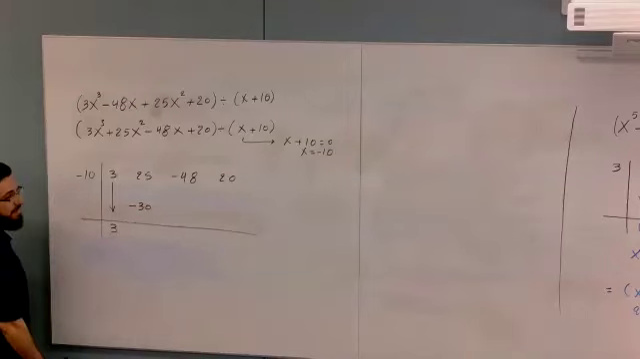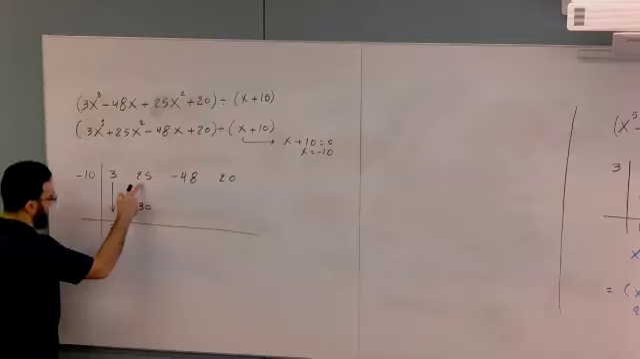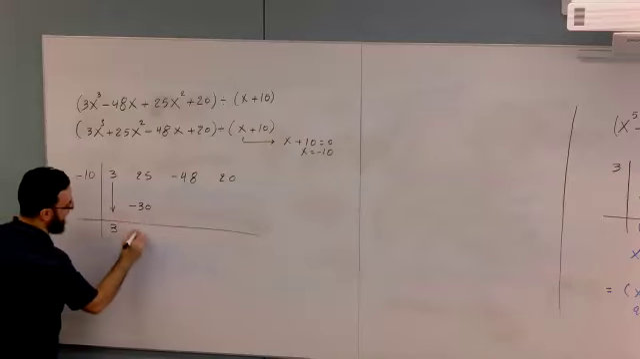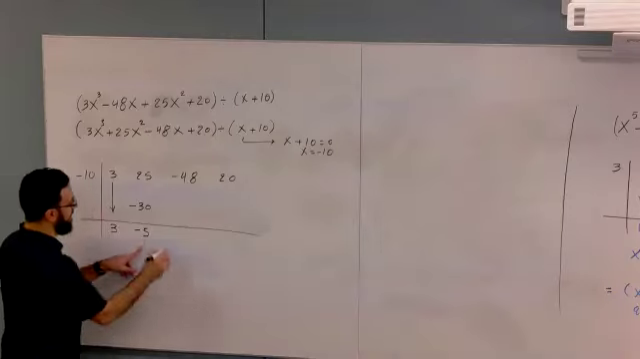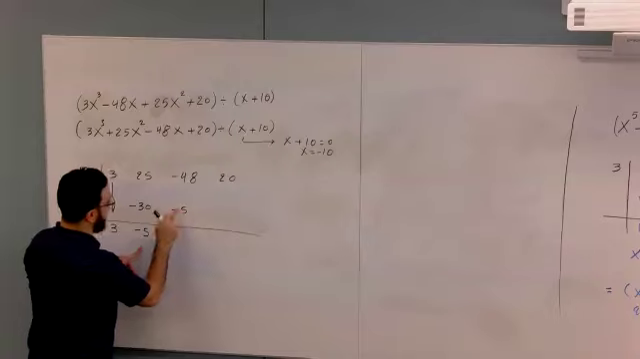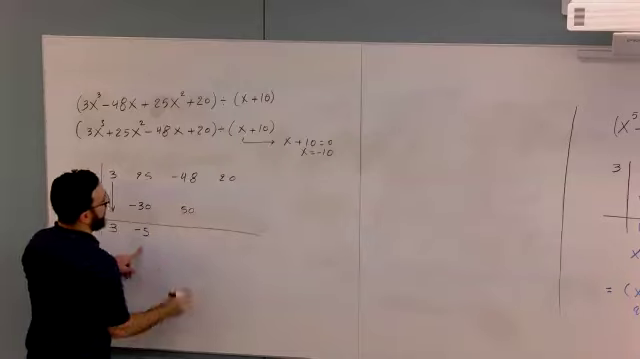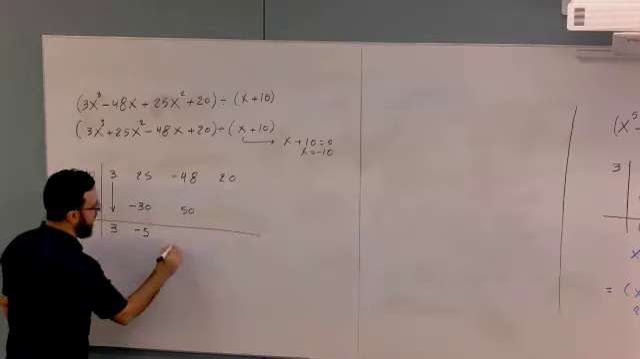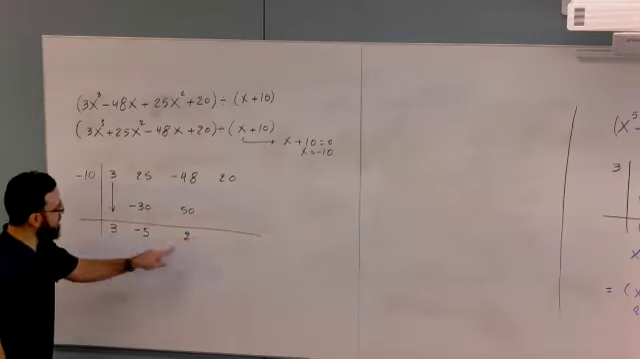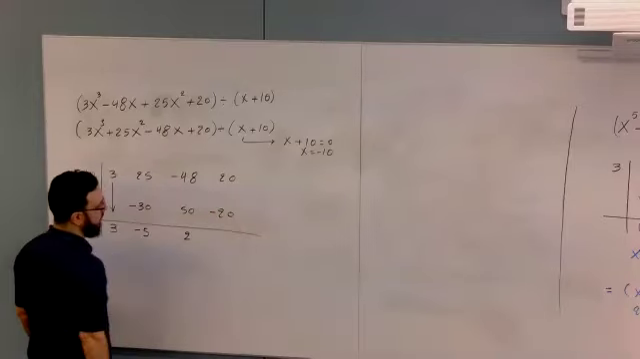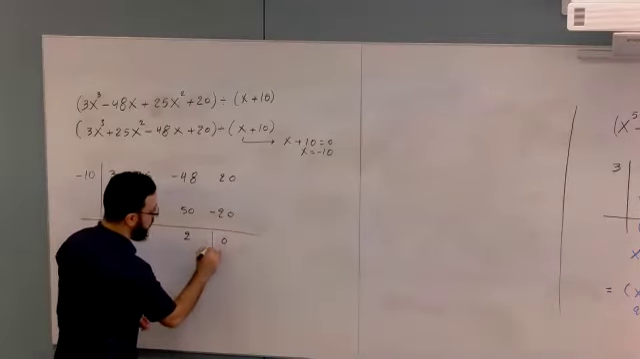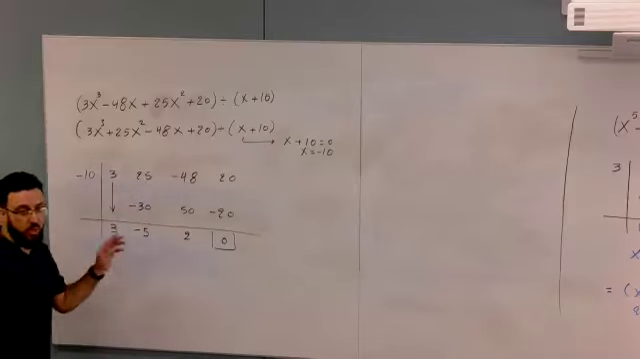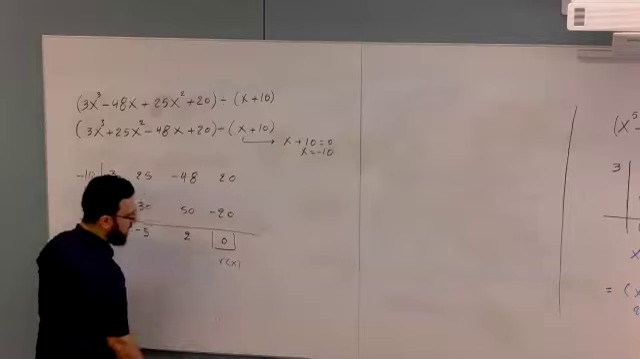So 25 minus 30, negative 5. Then multiply again. Negative 10 times negative 5. 50. Negative 48 plus 50, 2. Negative 10 times 2. Bingo. 20 minus 20. So don't ignore the 0. The remainder is 0.